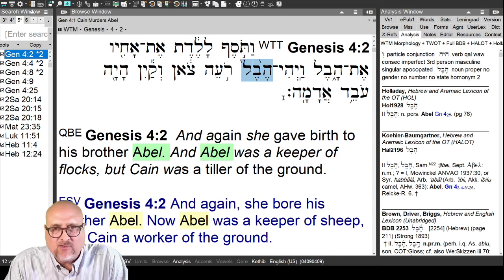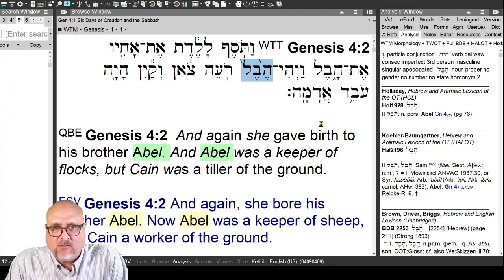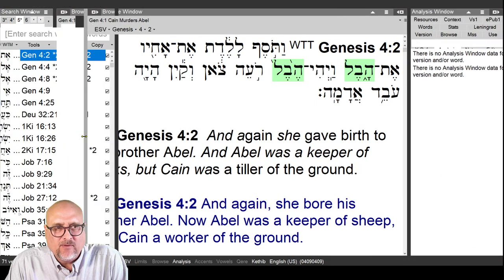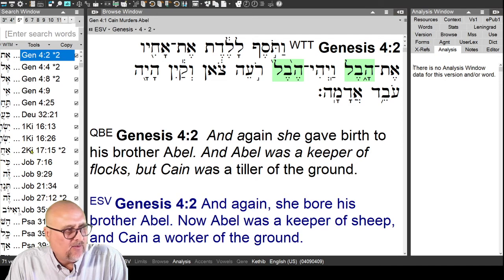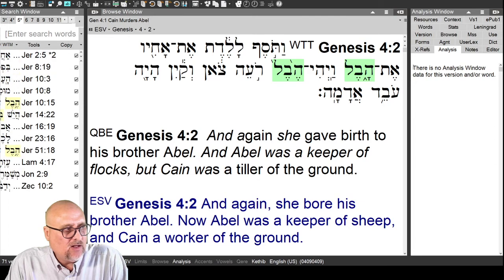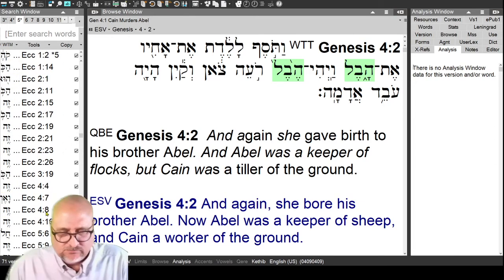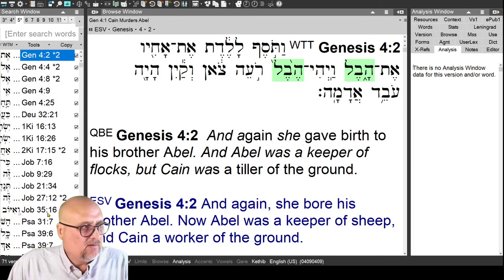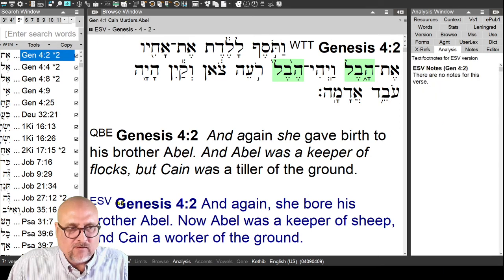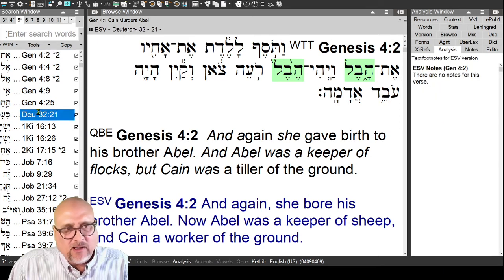Let's do a lemma search. Show me everywhere in the Bible where the word Abel appears. And what do you notice about these passages? What do you notice about the word Abel? Is it in the text a lot or a little? A lot. Okay.